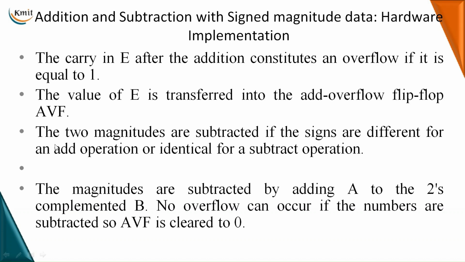In case of subtraction, the two magnitudes are subtracted if the signs are identical for an add operation, and if they are different for a subtract operation. The magnitudes are subtracted by adding A to the 2's complement of B. In this case of subtraction, an overflow cannot occur, so you are making your overflow clear to 0.